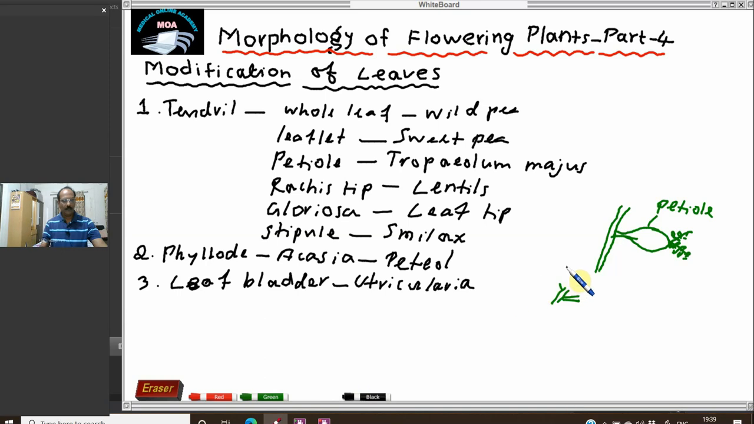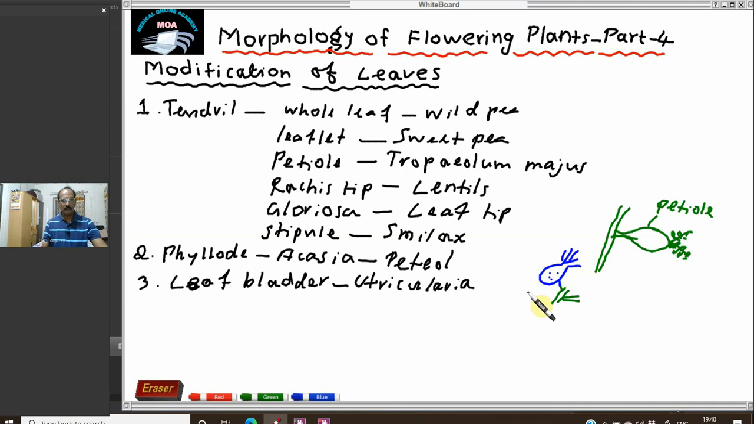This is the utricularia. See the utricularia. This is the bladder-like structure. It is actually the leaf modified into a bladder-like structure. It is filled with air. So this air helps to float the plant in the aquatic medium. So utricularia is an aquatic plant. So that is helping it to float.